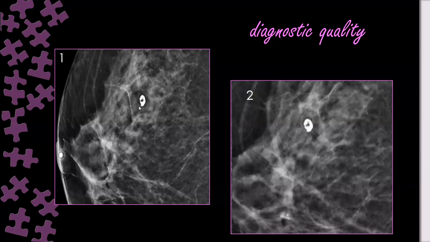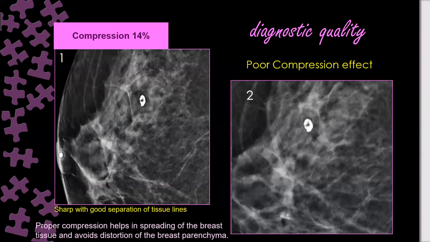If you look here, look for the lucency here. You see here, there is crowding of tissue. Look for the crowding of tissue. And look here, how it is more detailed. This one is under-compressed, and this is better compression. This is related to the compression. With better compression, you have good separation of tissue lines. Proper compression helps in spreading the breast tissue away, and gives good delineation.